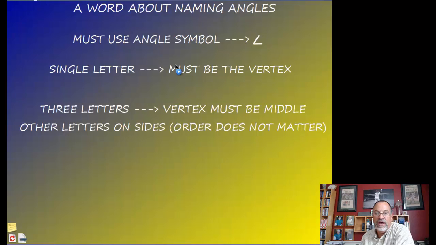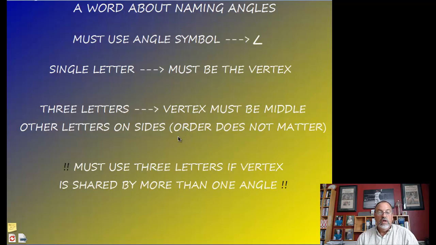Now again, we have to use the angle symbol because, what other figure have we talked about earlier in this year that also uses three letters to name them? Well, that would be a plane. So again, if you don't use the angle symbol, I would think you're talking about a plane when you really meant an angle. So using the appropriate symbol is very important.